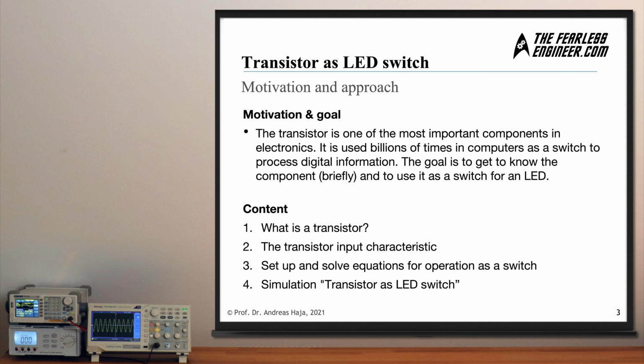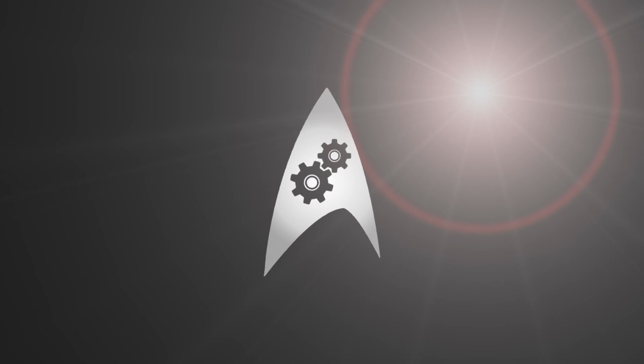And the goal in this video is to get to briefly know this very important component and also in a small simulation to use it as a switch to trigger off and on an LED. And in order to do this, we're going to look at what a transistor actually is. We're going to look at the input characteristic curve. We will set up and solve equations for this operation as a switch. And finally, lastly, we are going to simulate a transistor as an LED switch using a simulation program.